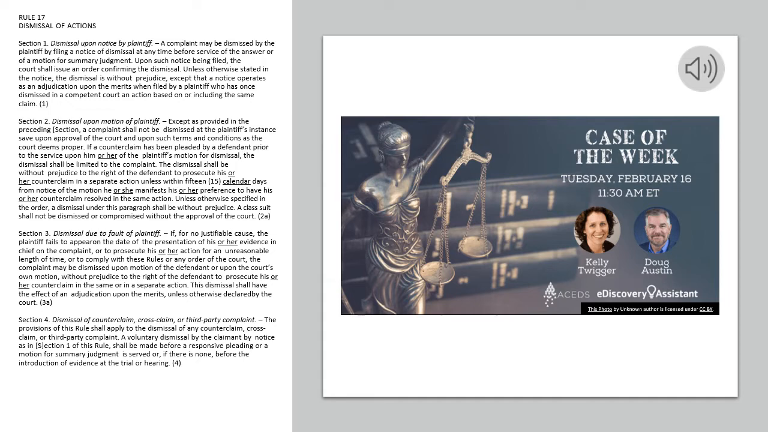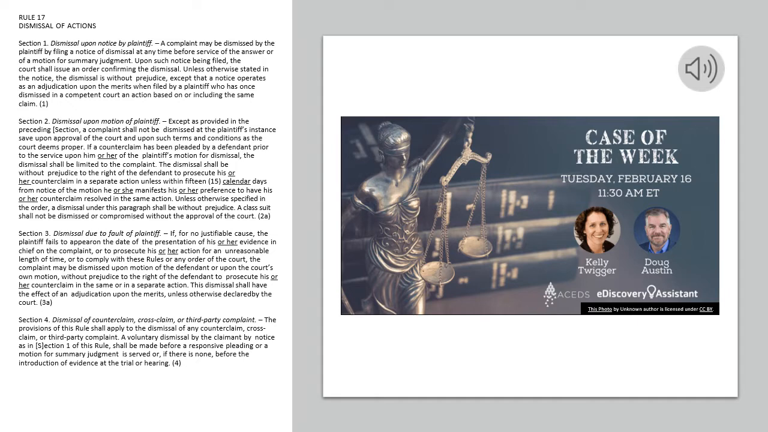or upon the court's own motion, without prejudice to the right of the defendant to prosecute his or her counterclaim in the same or in a separate action. This dismissal shall have the effect of an adjudication upon the merits, unless otherwise declared by the court.